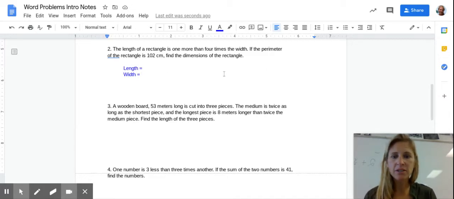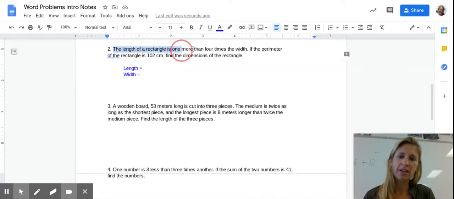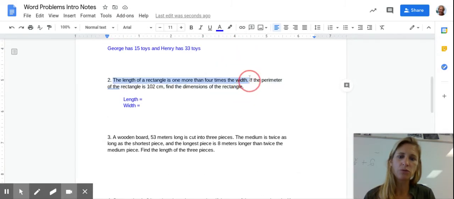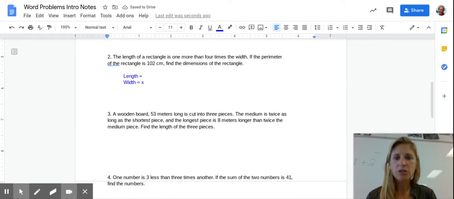The length of the rectangle is 1 more than 4 times the width. The thing that comes last in that sentence, the width, that's going to be my X because the length is based on it. So the length is 1 more than 4 times the width. The width is X. And then how do we represent 1 more than 4 times the width? More than is a turnaround word. So we should have 4x plus 1.